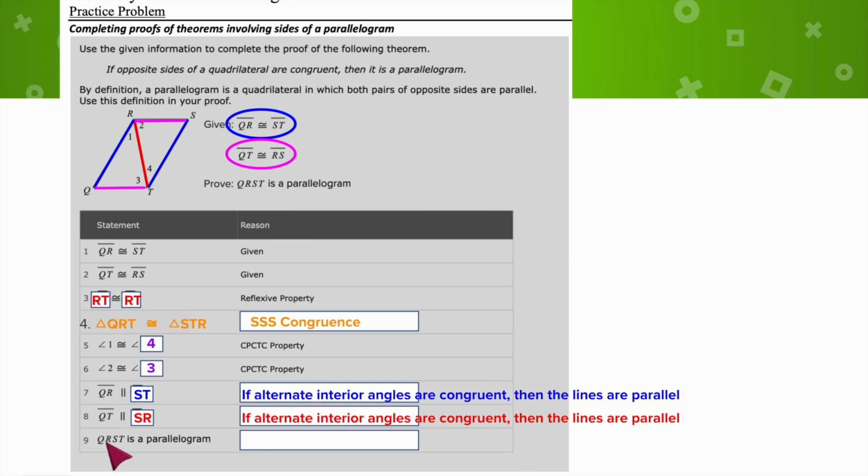Okay. So now that I know that opposite sides are parallel, QRST, my quadrilateral, is a parallelogram by definition. So with this one, if opposite sides of a quadrilateral are congruent, then it is a parallelogram. Sometimes you can also choose the definition of a parallelogram. That would also work if they have that in the drop-down menu. So this is completing a proof of a parallelogram. I hope that helped, and I will see you in the next video.